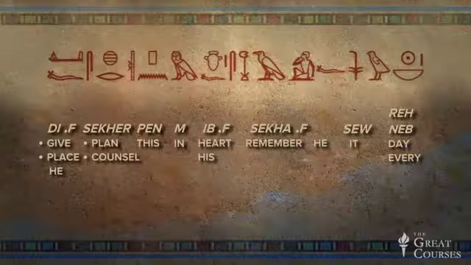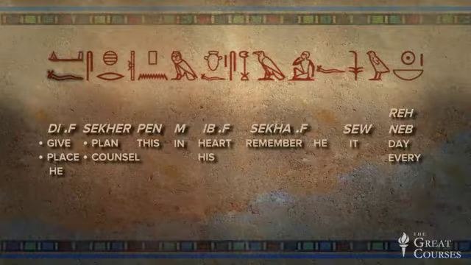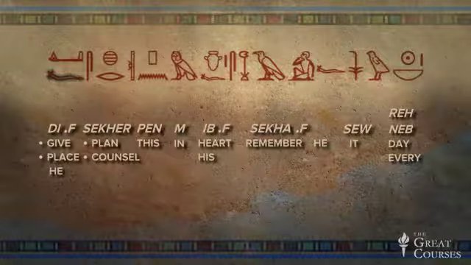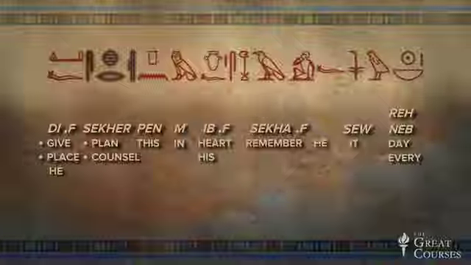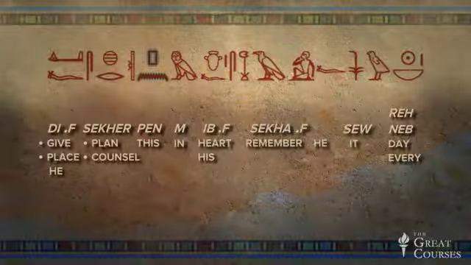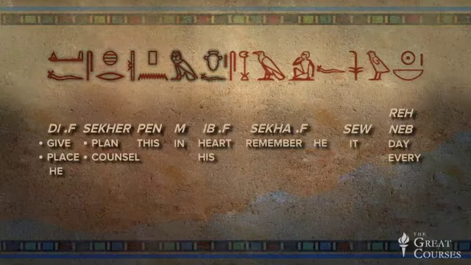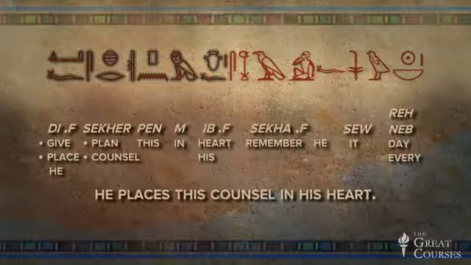Next, we have the verb to give or place. Let's go with place for now. We have our viper again. So he places something. What does he place? The next word is counsel or plan, and it's followed by this. So he places this counsel where? Yes, in his heart. I think we have the correct translation of this sentence. As a child, he places this counsel in his heart.